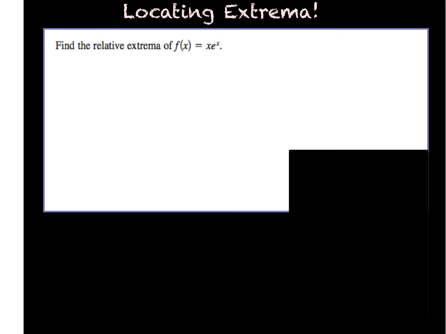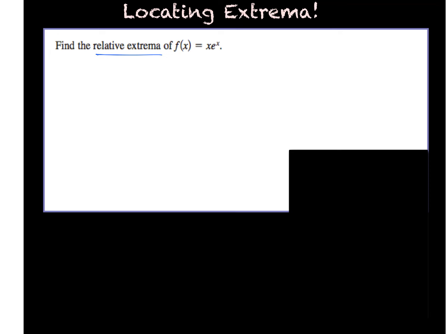So now we're going to find relative extrema of this function. My function is x e to the x, and I want to find a relative extrema. So we're going back to chapter 3. We're going to use those things again. What does it mean to have a relative extrema? What do I need to first find? A critical number. How do I find a critical number? Take a derivative, set equal to 0.